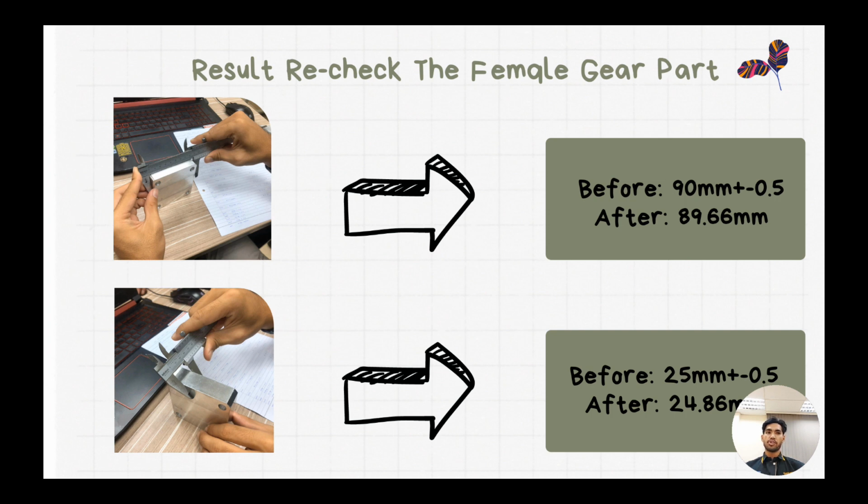The first picture we check is the overall length of the mold. According to the drawing it is 90 millimeter and after the machining process it is 89.66 millimeter. The second measurement is the length of the entire mold, which from the drawing is 25 millimeter and after machining it is 24.86 millimeter.